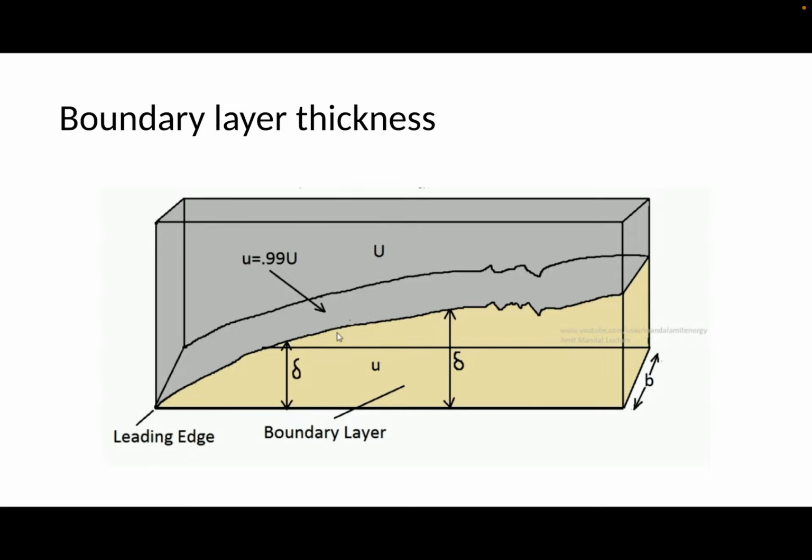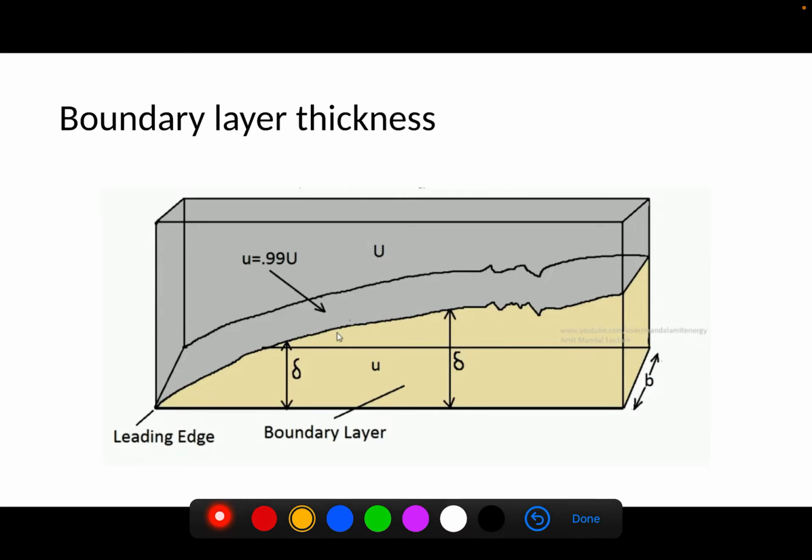Before going to the displacement thickness, we should have an introduction to the boundary layer thickness. You can see this is a flat plate, where the no slip condition exists and over which the boundary layer forms. This is the transition, and this particular region is called the boundary layer region.